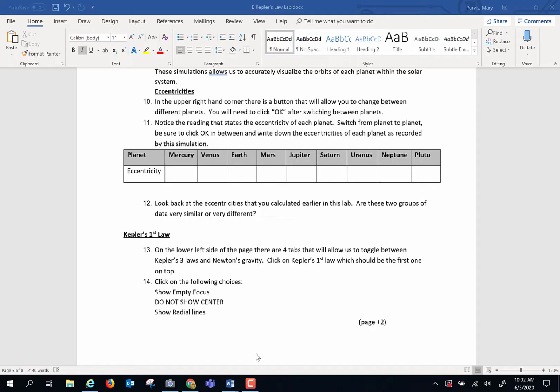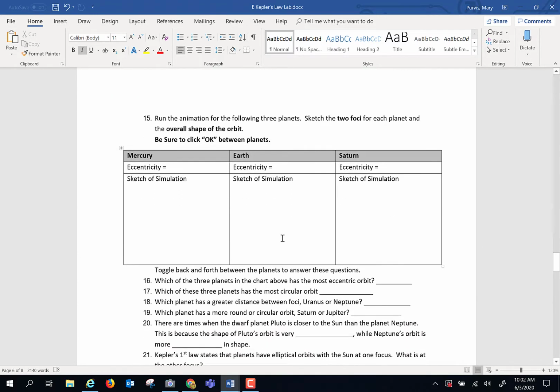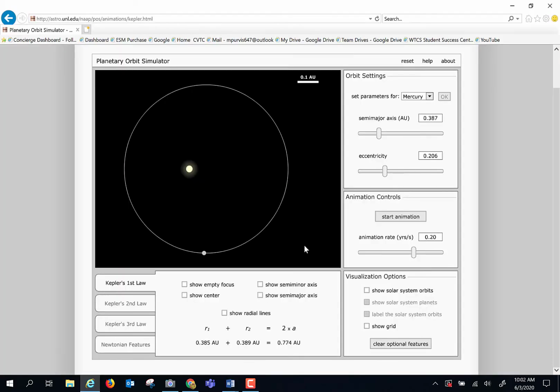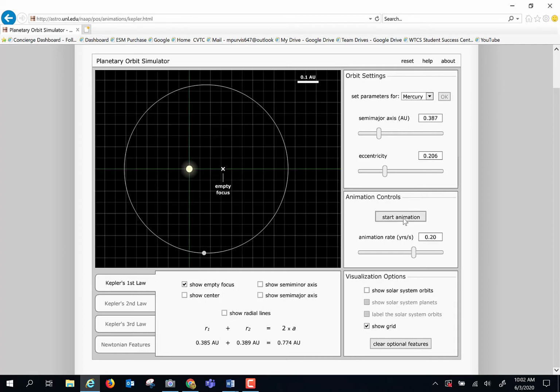One of the other things I'm going to ask you to do is sketch the 2 foci. We're going to work with 3 planets primarily: Mercury, Earth, and Saturn, mostly because we can't work with all of our 8 planets, and Pluto. I include Pluto because it's kind of fun in this simulation. You're going to look at the foci. In the first law, the sun is 1 focus, and then there is a mathematical point, which is the empty focus. I'm going to ask you to start that animation.